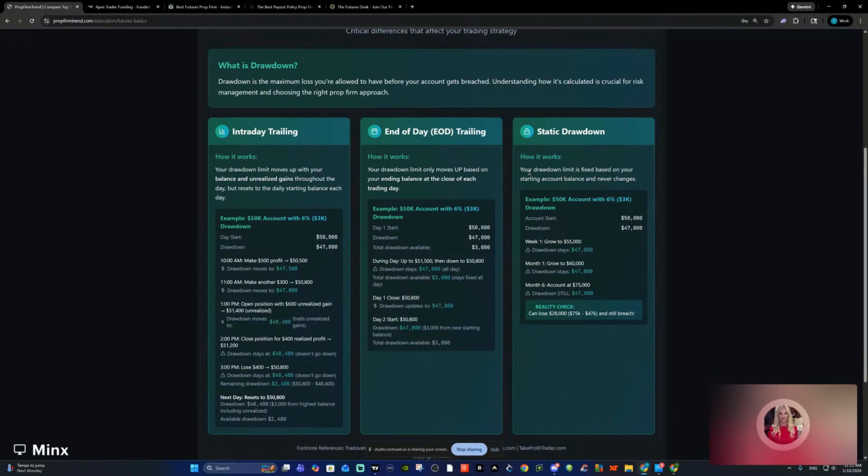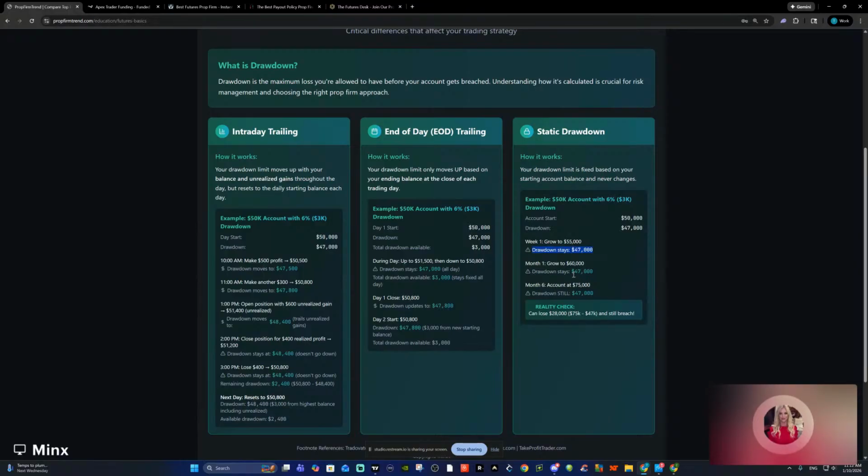Your drawdown limit is fixed based on your starting account balance and never changes. So 50K account, 3K drawdown. You start your account at 50,000 and your drawdown is 47,000. Okay, so week one, let's say you grow to 55,000. And even if you go down, it doesn't matter. Your drawdown is always going to stay at 47,000.